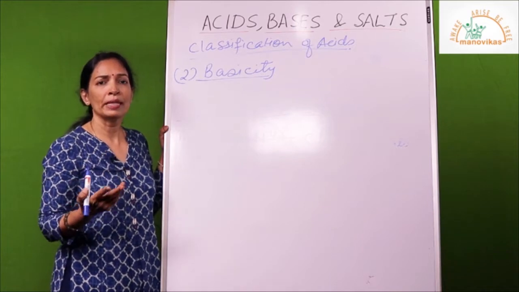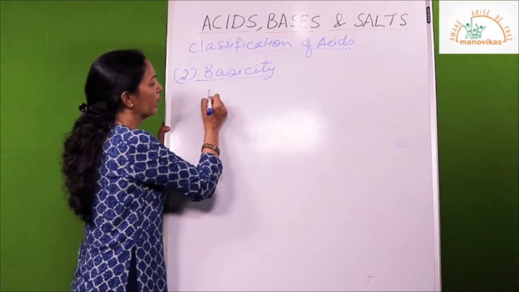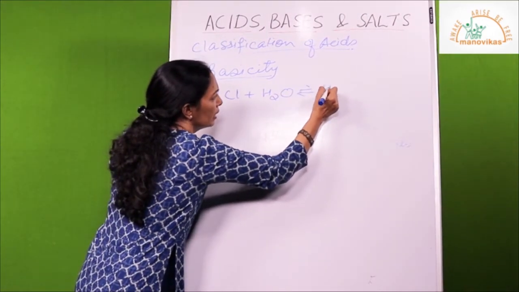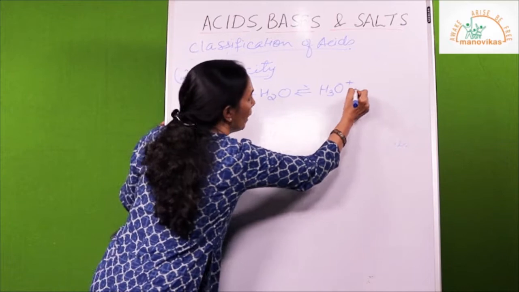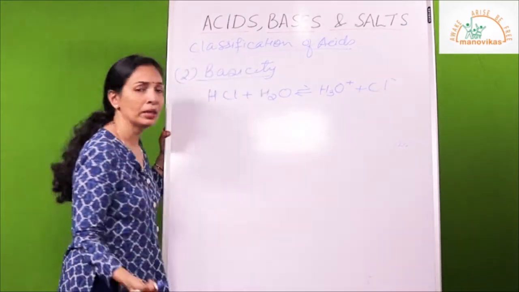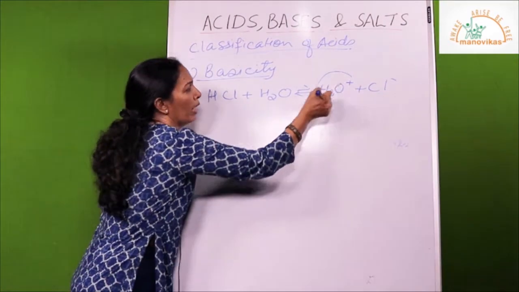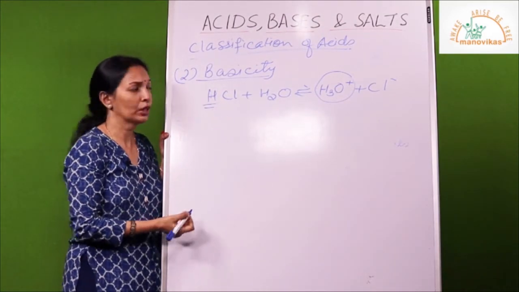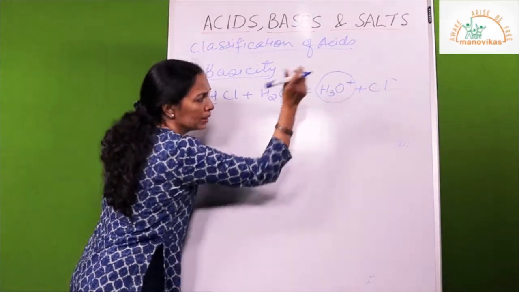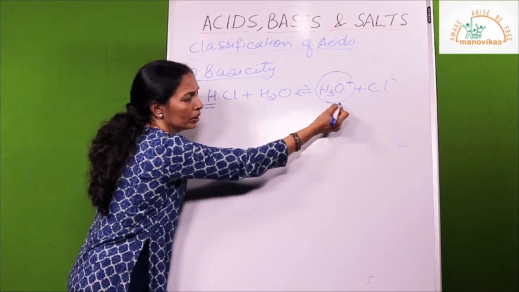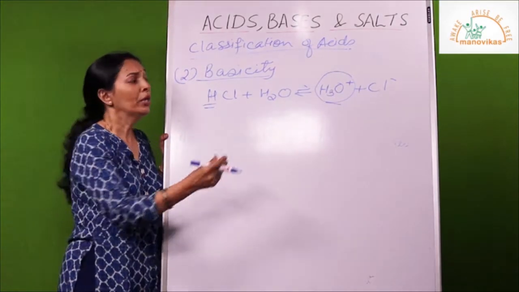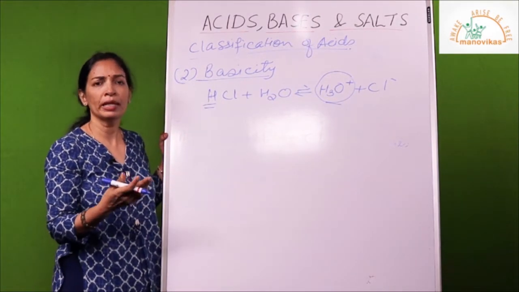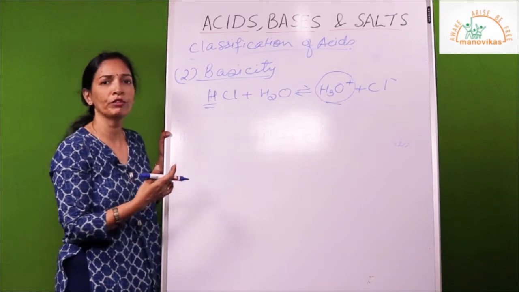On the basis of this, for example, if I write HCl plus H2O, we know it furnishes H3O+ and Cl-. How many hydronium ions are there? Only one hydronium ion is there. There is no more hydrogen with this anion. So one hydrogen has come out in the form of hydronium ion, so its basicity will be 1. So it is called monobasic. So we can classify acids on the basis of this basicity.